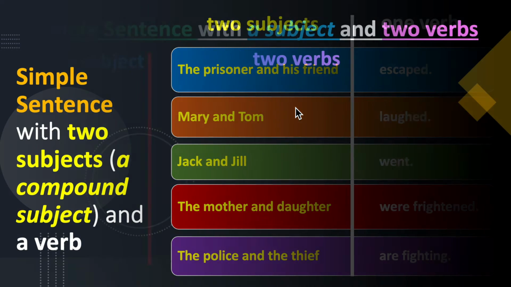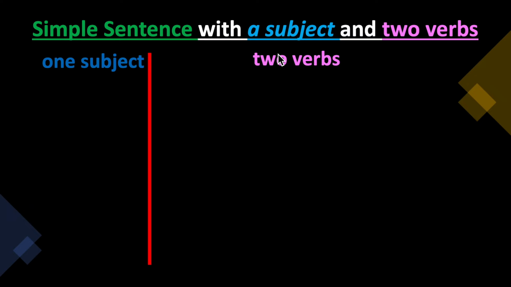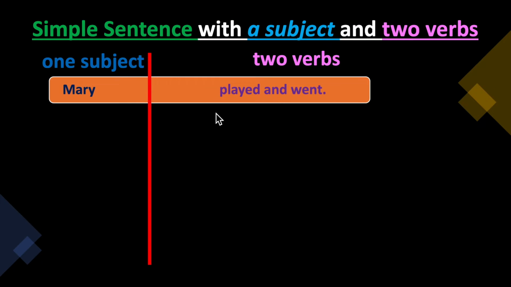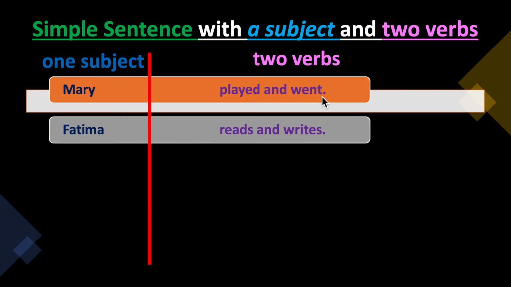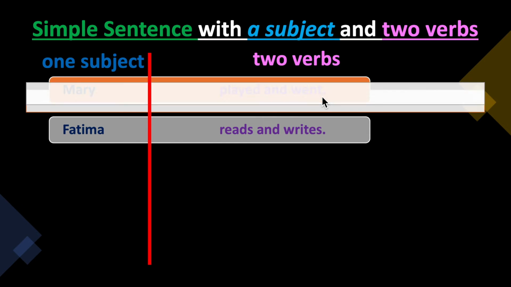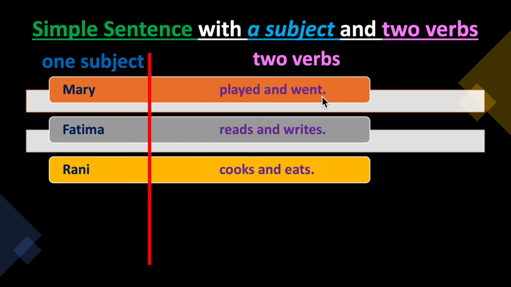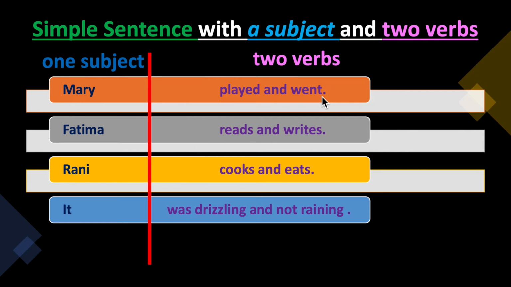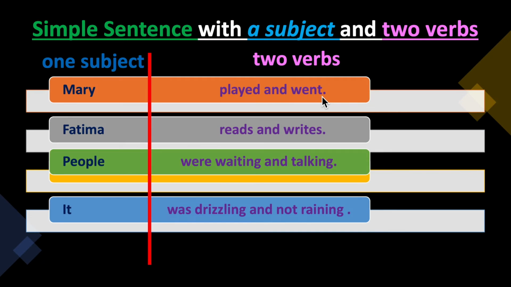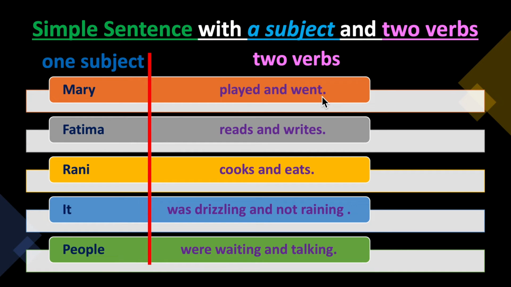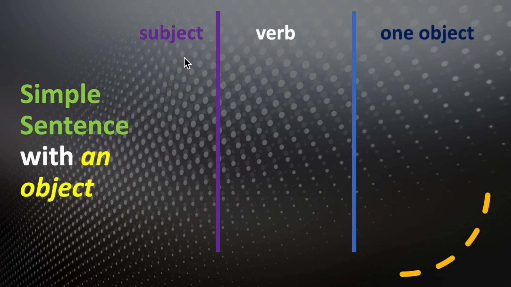Go to the next. Simple sentence with a subject and two verbs. Let's see. Mary played and went. Mary is one subject, but here we have two verbs. Played, went. Likewise, we have Fatima reads and writes. Rani cooks and eats. It was drizzling and not raining. People were waiting and talking. So what we notice is that in these examples, we have one subject but two verbs, and they are still examples of simple sentences. Go to the next to find out more about simple sentences.